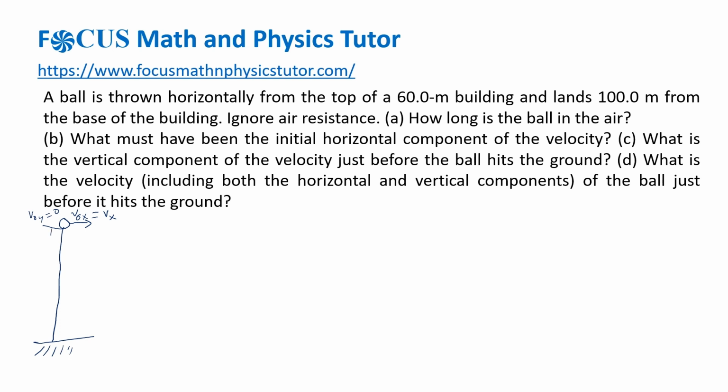And the height of the building is h, but if you measure it from the reference point at the top of the building, this will be delta y. All right, so what values are given? We are given delta y. If our reference is the top of the building, then delta y is going to be negative 60.0 meters.